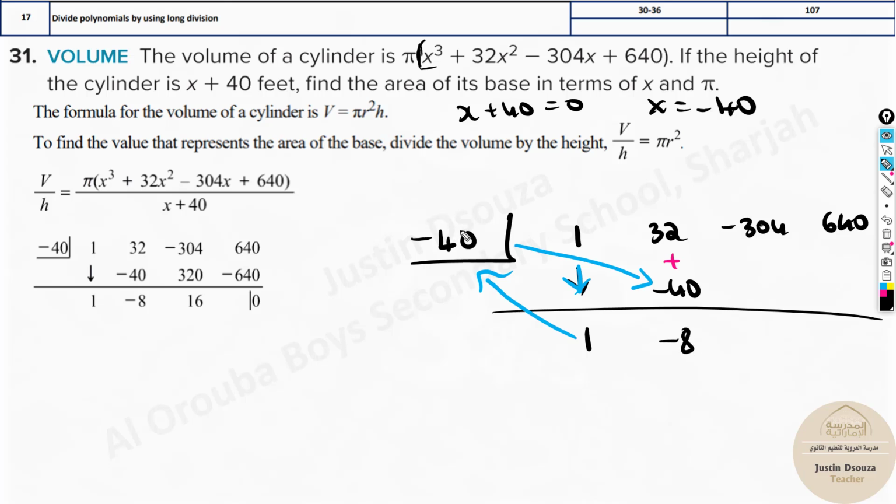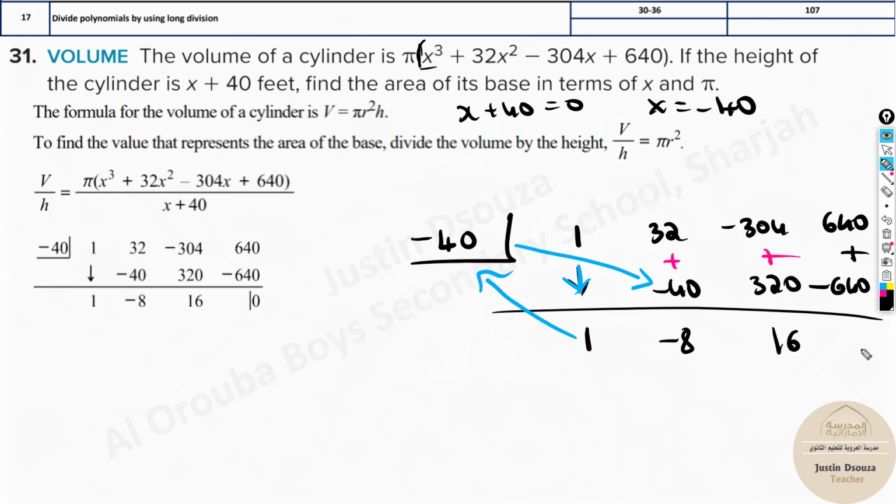Now again multiply this with minus 40. Now 8 4s are 32. It will be minus minus positive 32 and 0 is there. Add this up. What happens when you add it up? It will be 16. Now this multiplied by minus 40. Okay, 16 times 4 is 64. Minus 64 and 640 add up to 0.